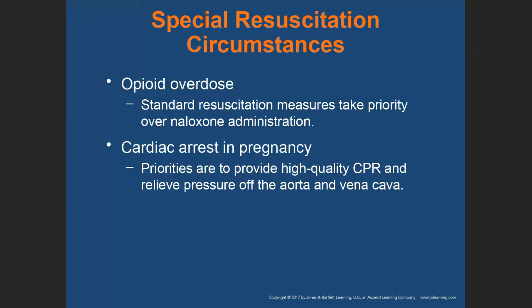Special resuscitation circumstances: opioid overdose, which is very common in the United States. Standard resuscitation measures take priority. So even if you suspect that it's a possible opioid or opiate overdose and naloxone is needed, you still need to do CPR. So CPR needs to be occurring while someone prepares the Narcan or naloxone for administration.